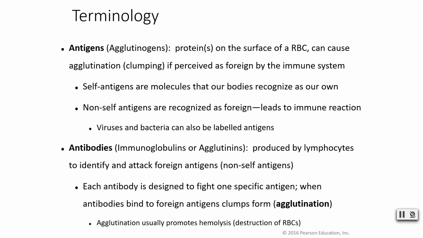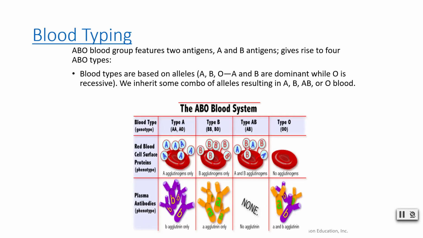Okay? Each antibody is very specific. So one antibody attacks one specific type of antigen, and when the antibody attacks the antigen, it forms clumps, and we refer to that as agglutination. Okay? Agglutination also promotes hemolysis, so we would also end up destroying those blood cells. So if we go back to our image, we said antigens are on the red blood cells themselves, the A's and the B's. Antibodies, these guys, would be floating around in your blood plasma.